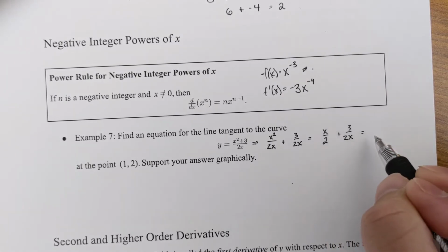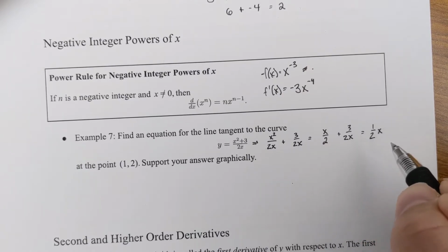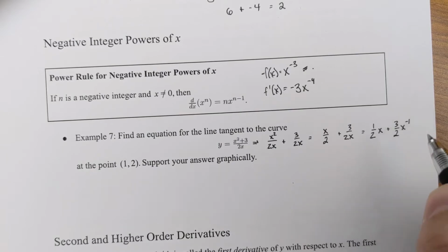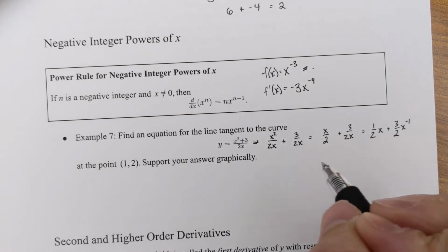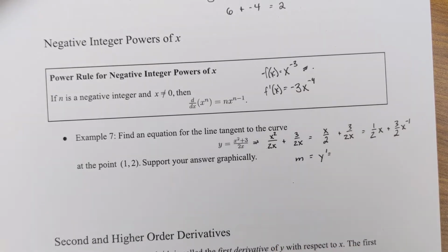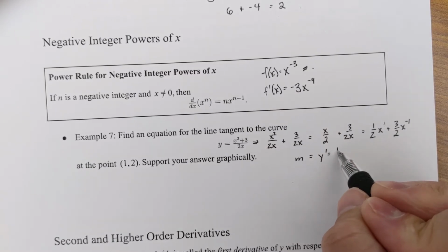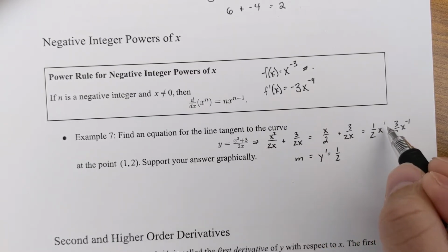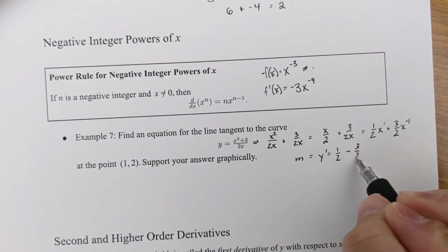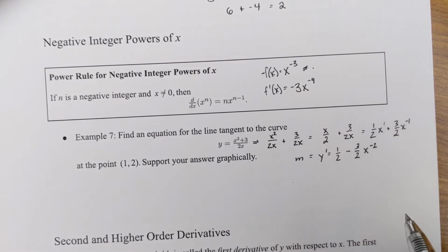And I'm going to rewrite these as fractions. So x over 2, dividing something by 2 is the same thing as taking half of it, so that's half x. And this, since the x is on the bottom, it looks like that. So that's y. So I need y prime, because m is equal to y prime. So the derivative of this, so this one has an exponent of 1. 1 times 1/2 is 1/2, and the x disappears because it counts down to x to the 0th. Here, it'd be minus 3/2 x to the negative 2.